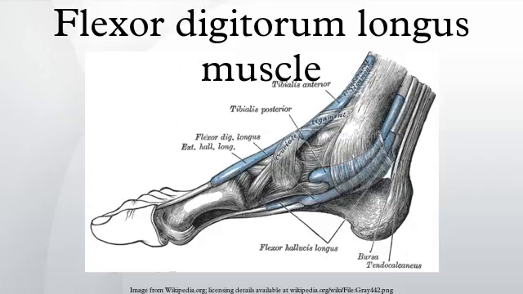It then expands and is joined by the quadratus plantae, and finally divides into 4 tendons, which are inserted into the bases of the last phalanges of the second, third, fourth, and fifth toes, each tendon passing through an opening in the corresponding tendon of the flexor digitorum brevis opposite the base of the first phalanx.